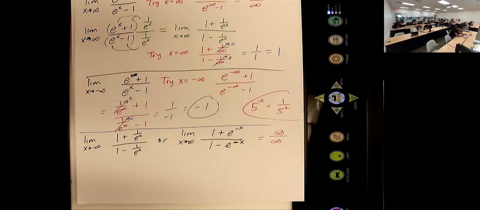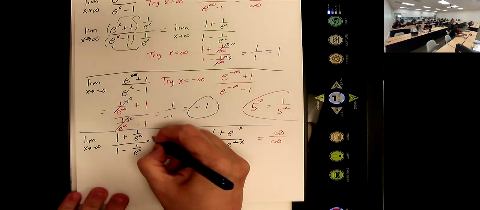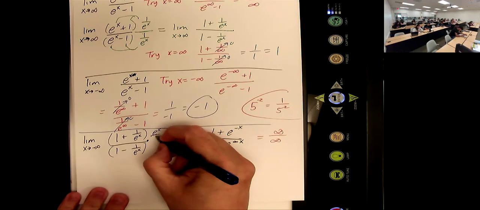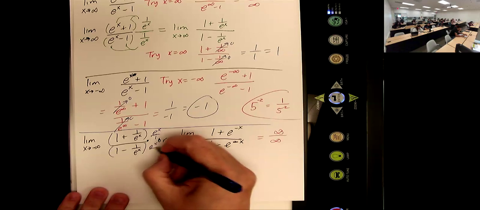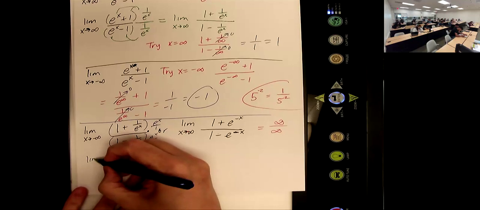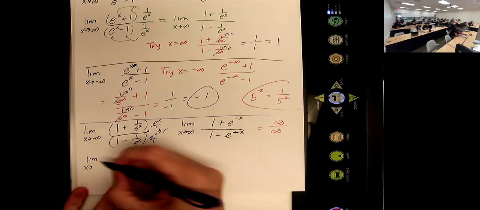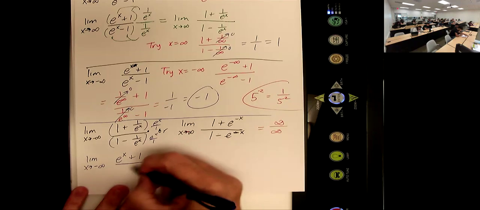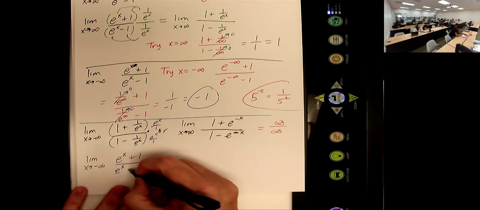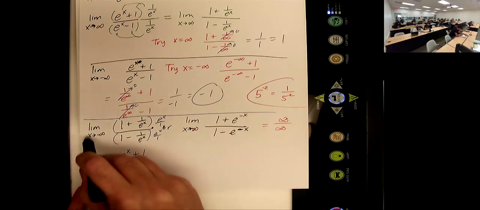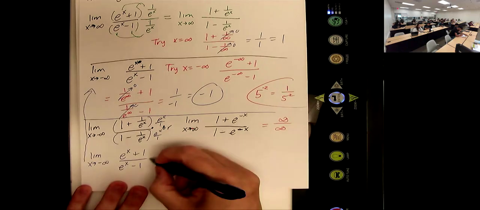But here the problem is the 1 over e to the x. So we're gonna multiply by the reciprocal. Just multiply the top and bottom by e to the x over one. That's a valid operation, that's never zero. And we get e to the x plus one over e to the x minus one. And now we're back to that one up there, and we just saw that equal negative 1.